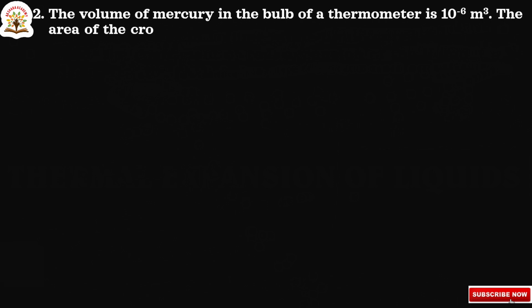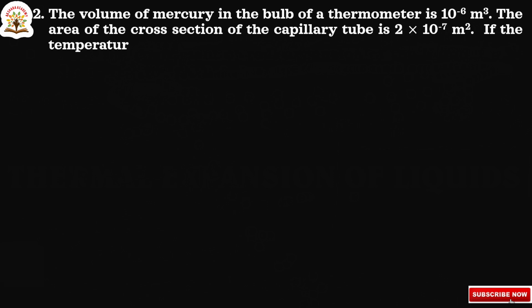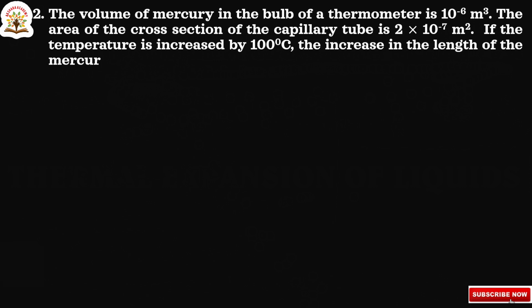In this question, the volume of mercury in the bulb of a thermometer is 10 to the power of minus 6 meter cube. The area of cross section of the capillary tube is 2 into 10 to the power of minus 7 meter square. If the temperature is increased by 100 degrees centigrade, the increase in the length of the mercury column is? Here we have to calculate the increase in the length of the mercury column. They have given the volume, area and change in temperature. So we have to calculate the increase in length.